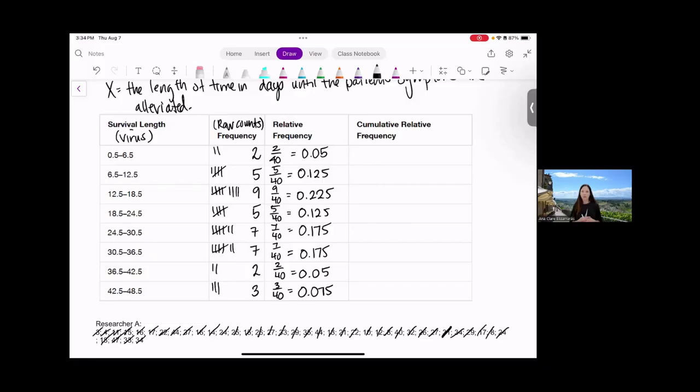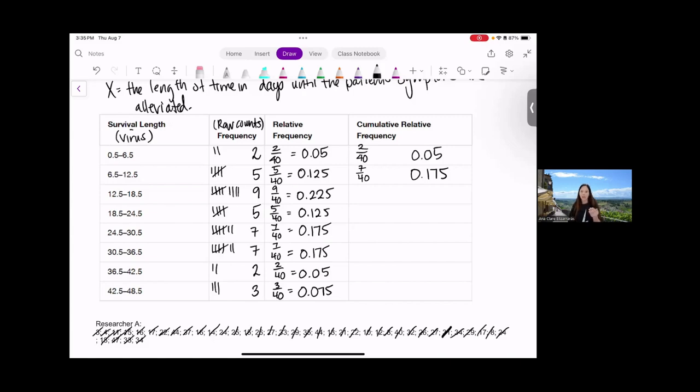Cumulative relative frequency is where you are adding each value until you get to a total. So you start out with 2 out of 40, and then you add the next set, and then the next set, and so on until you get down to the end. Now there were 40 total, so at the end we should have 40 out of 40 or 100% of our values. That looks like 2 over 40 plus 5 over 40. That's going to give me 7 over 40 or 0.175.